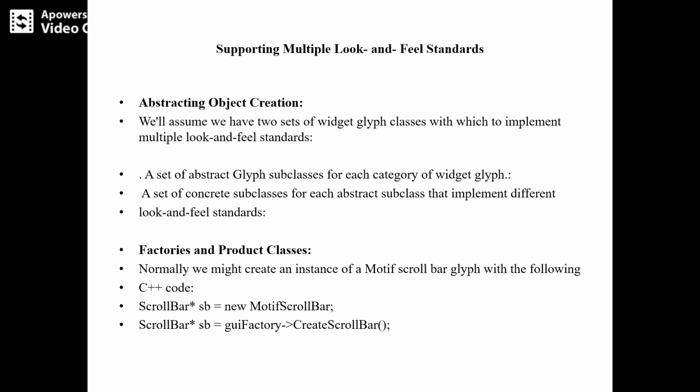So actually the basic operation of the scroll bar is to scroll the different operations. Another is the button. So button is an abstract class which adds button-oriented operations, how you can carry out a click on the particular button. So this is called button oriented. Another is a set of concrete subclasses for each abstract subclass that implement different look and feel standards.